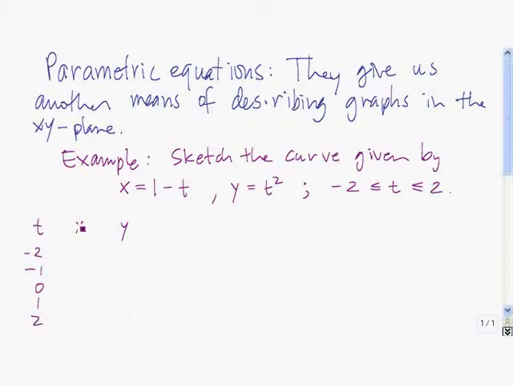So let's find the x coordinate on the curve that corresponds to t equal to -2. So we have 1 minus t. 1 minus -2 is 1 plus 2, and that's 3. Y is equal to t squared. -2 quantity squared is equal to 4. So the point on the curve corresponding to t equals -2 is the point (3, 4).